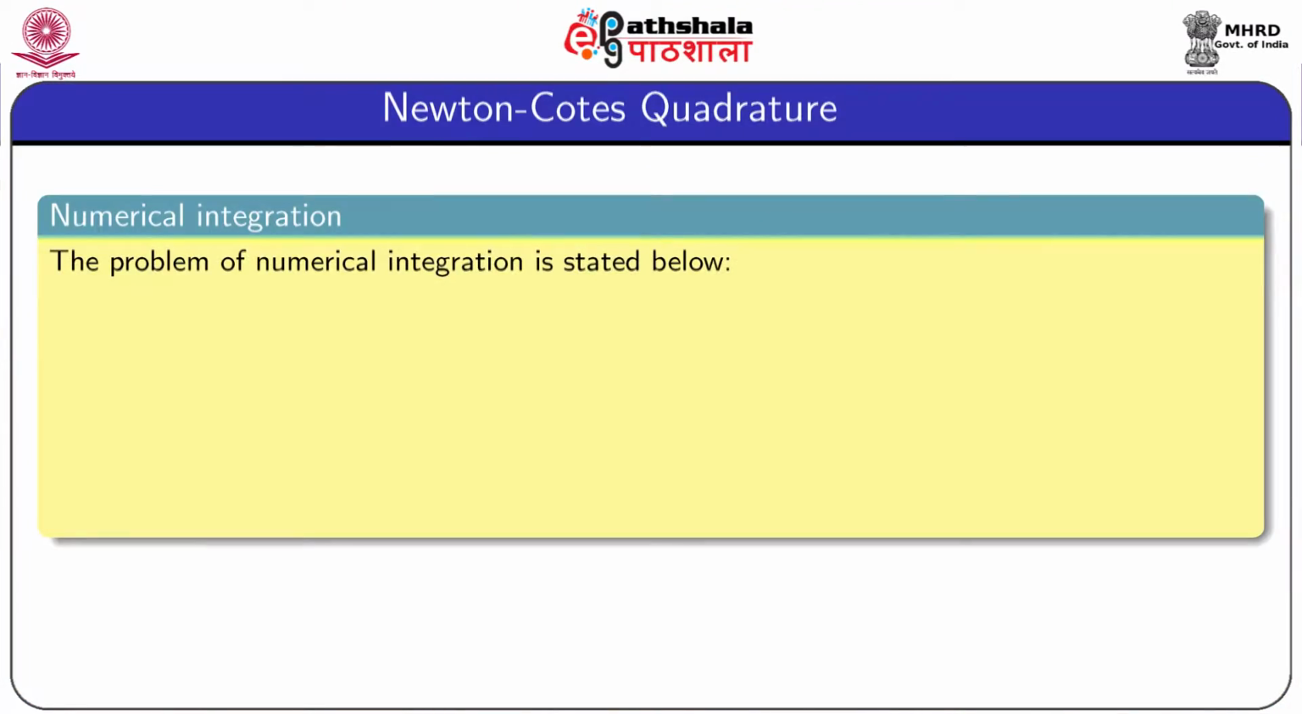In this module, that means in module 2 of chapter 7, we shall consider Newton-Cotes quadrature formula. This formula is obtained by integrating the Lagrange interpolating polynomial for equispaced arguments. Now we consider Newton-Cotes quadrature formula. Before going to Newton-Cotes quadrature formula, we define numerical integration, which is defined below.